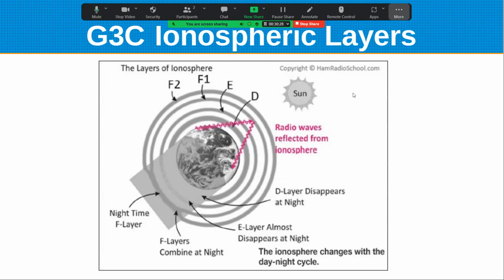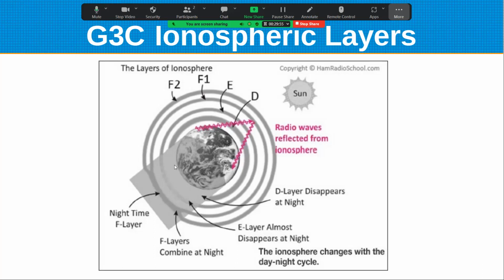This one shows the different layers, the F2, F1, E, and D, and how radio waves from over here, which would be the gray line between day and night, is reflecting up off of the F1 layer and back over here to a different point. So you can get about 2,500 miles that way.